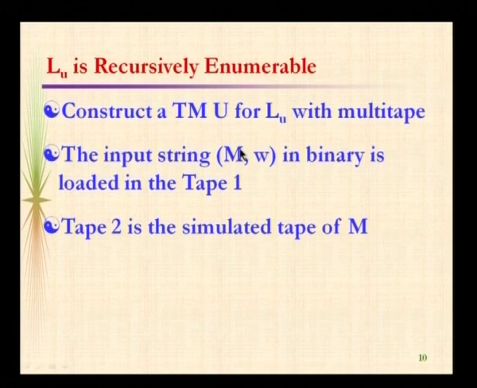So let's see how the Turing machine is constructed. First we will construct the Turing machine with multiple tapes, and we will have some number of tapes. The input string, first of all, is M comma W.